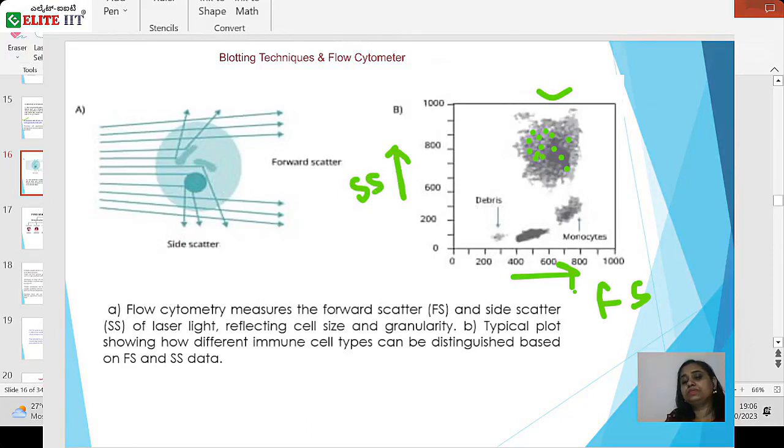If the SS value is higher, that means, if you consider this is the monocyte, the right side part, the monocyte is given here in this position. So this value is showing that the Y value is less, but the X value is high, right? This monocyte, if you consider it.